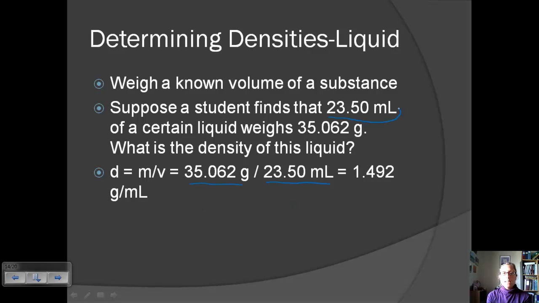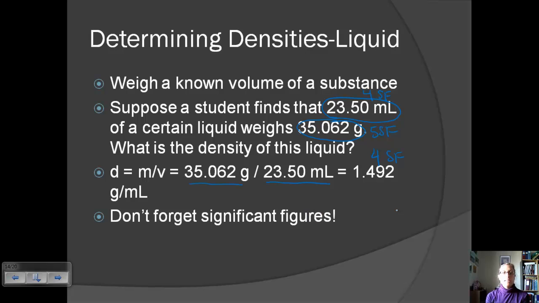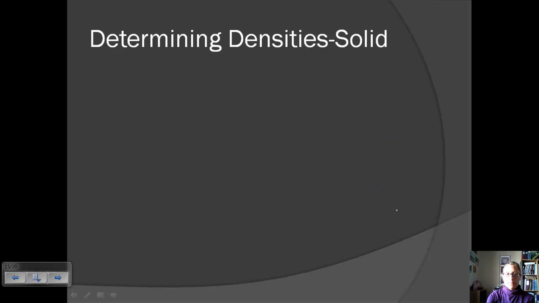Okay, keep in mind that the last thing we should do is look at significant figures. Here we have 4 significant figures. Here we have 5 significant figures. So our answer should have 4, and it does, and we have units. Okay, so those are both very important things to do at the end of your problem. And like we just talked about, don't forget significant figures.